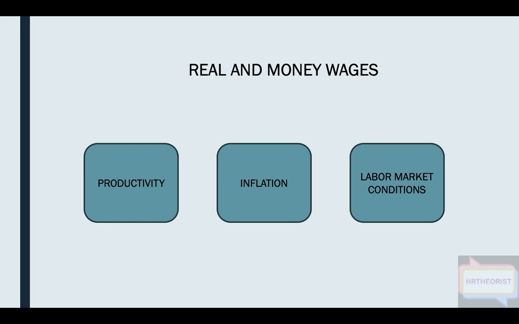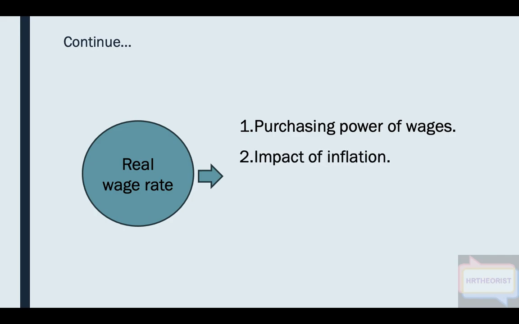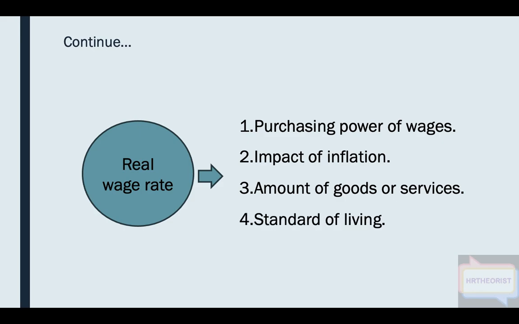Let's understand each one. First, real wage rate. Real wage rate refers to the purchasing power of wages or income. So it takes into account the impact of inflation on the value of money. Real wage rate indicates the amount of goods and services that can be purchased with a given wage. It reflects the actual standard of living and economic well-being of workers.